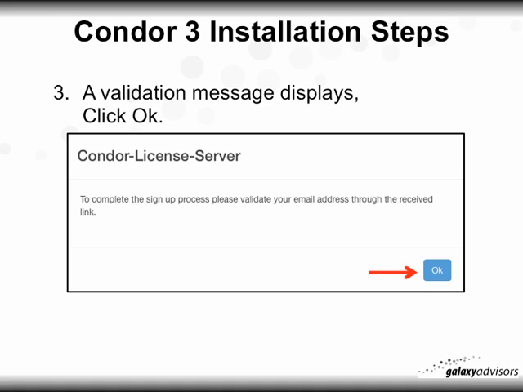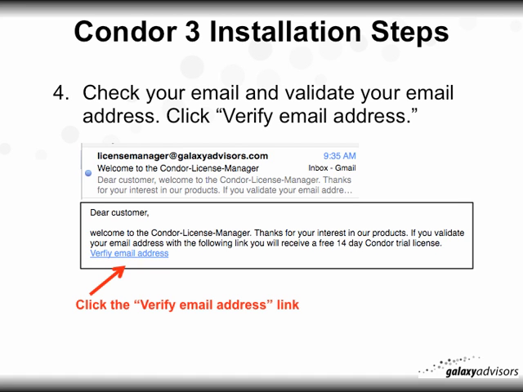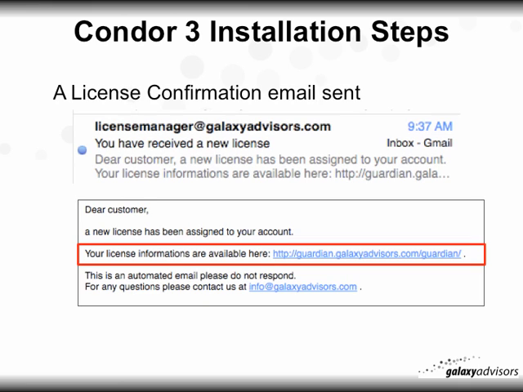A validation message displays. It says to complete the sign up process, validate your email address through a received link, and just click OK. At this point, check your email in step 4 and validate your email address. You'll see a license manager message from Galaxy Advisors in your email. If you open that, you're going to see a Dear Customer message, and in blue, verify email address. So make sure to click on the verify email address link to verify your email address. Then a license confirmation email will be sent to you once it's confirmed.